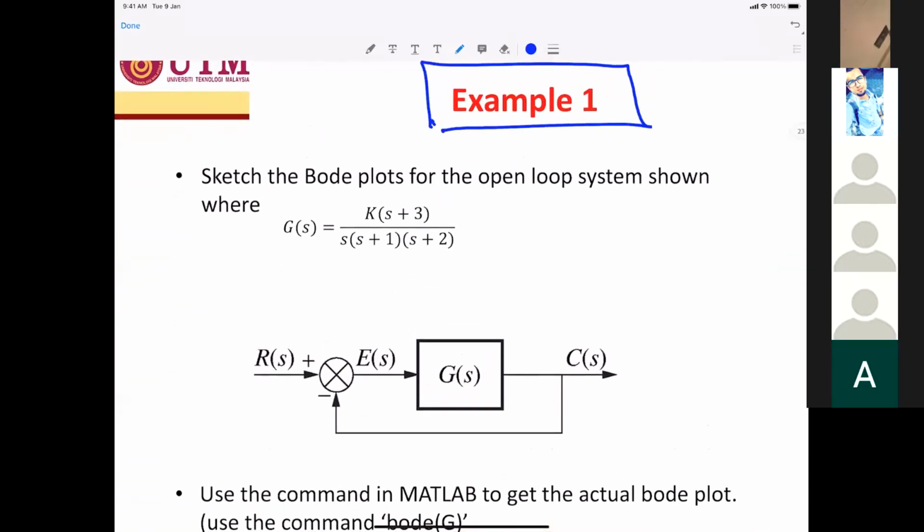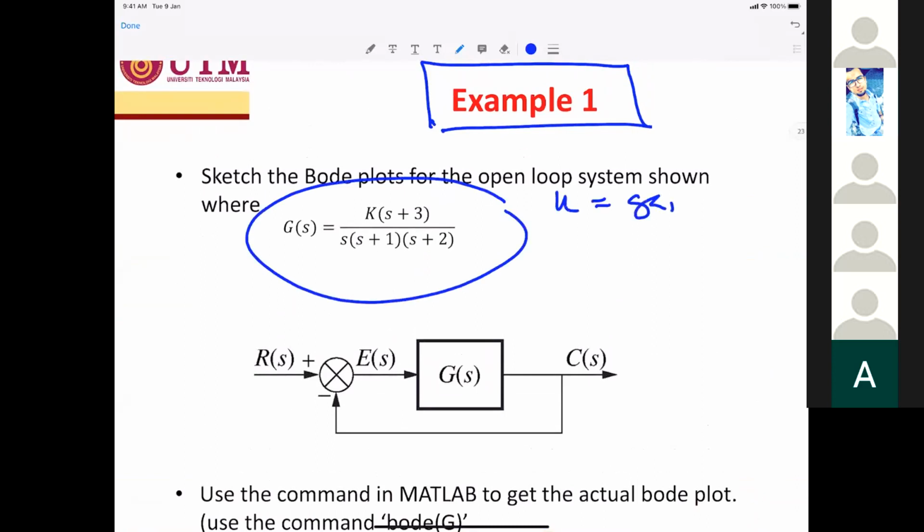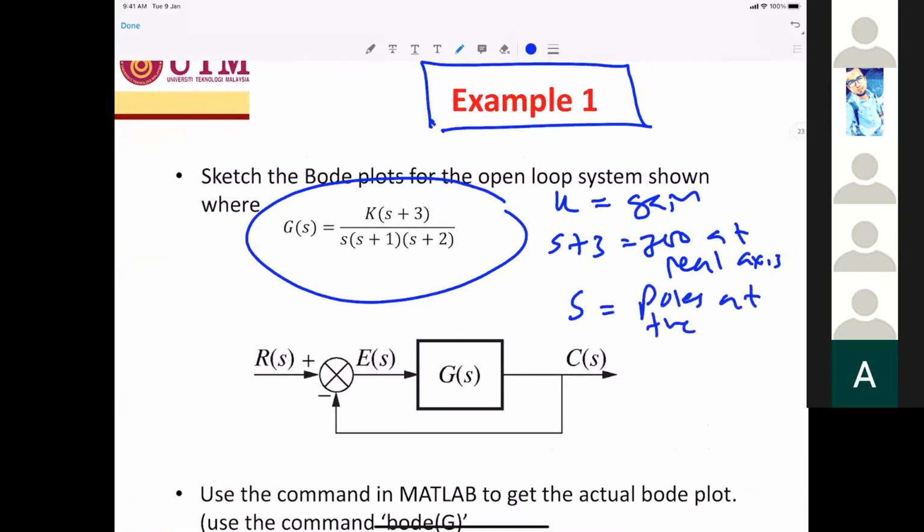First, we identify the factors inside here. So K is a gain. s plus 3 is the zero at the real axis. s is the pole at the origin. And s plus 1 and s plus 2, 1 over, is the poles at the real axis.